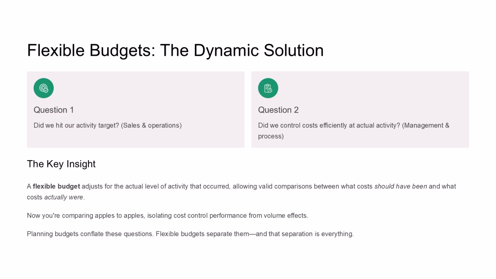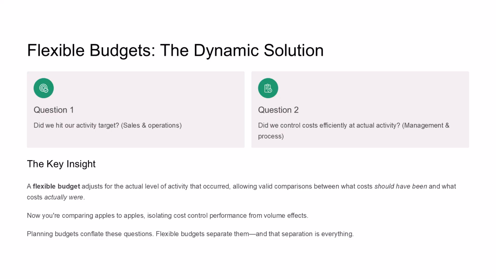Did we hit our activity target? That's a sales and operations question. Question 2. Did we control our costs efficiently at the activity level we achieved? That's a management and process question. Planning budgets conflate those questions. Flexible budgets separate them. And that separation is everything.